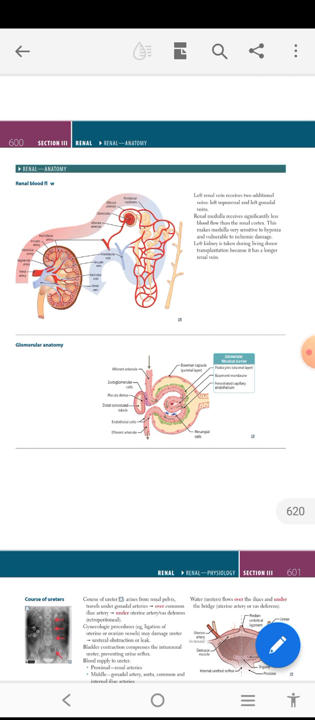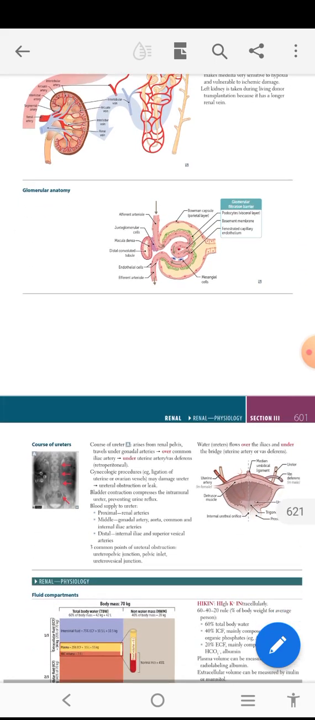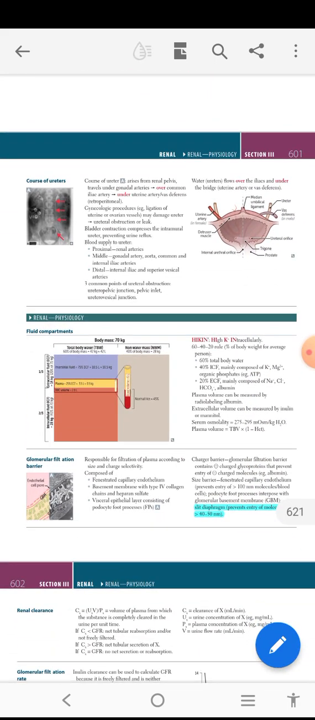Now there is a picture of glomerular anatomy in which the filtration barrier consists of the podocytes, which is a visceral layer, basement membrane, and the fenestrated capillary endothelium. Then there is a course of the ureters. The ureter arises from the renal pelvis, travels under the gonadal arteries, over the common iliac artery and under the uterine artery, which is the water under the bridge, retroperitoneal.